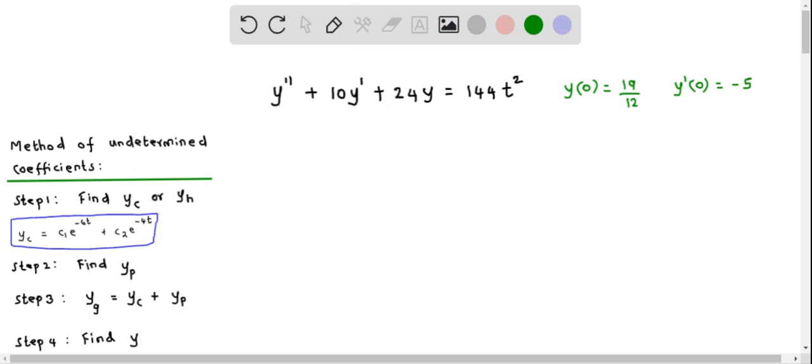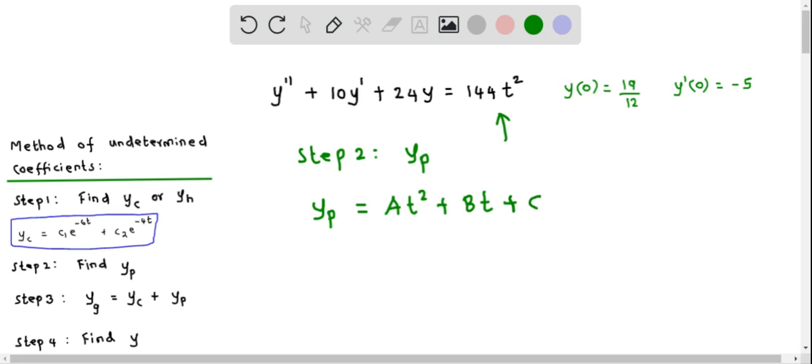Now let's do step 2. In step 2, we have to find the particular solution, which is represented as yp. For that, we have to look at the right side expression and determine its generic form. This looks like a quadratic expression, since 144t squared is basically a quadratic. So we can write the particular solution in the form of a quadratic expression, yp equals at squared plus bt plus c. So this is the form of the particular solution.